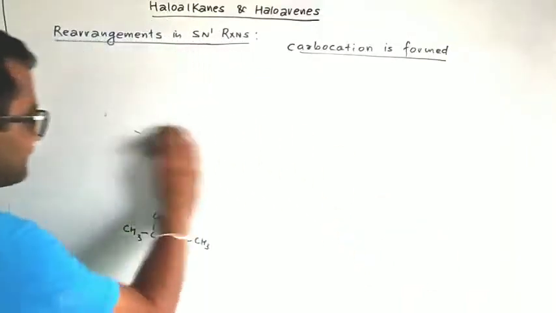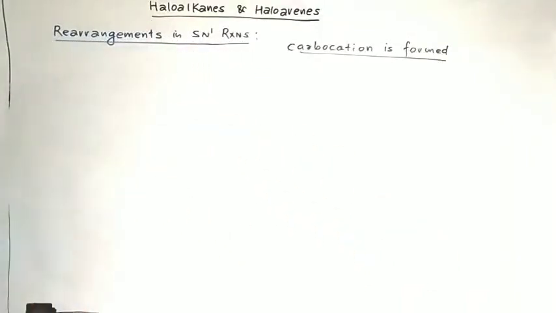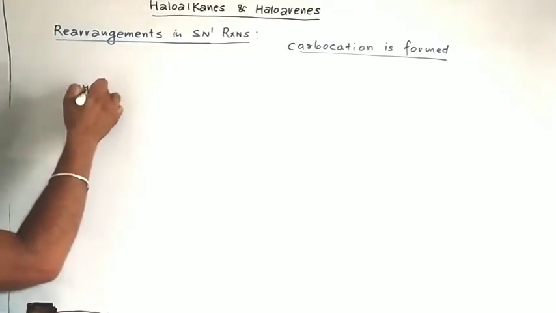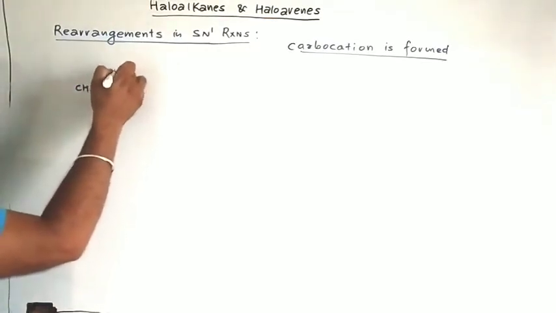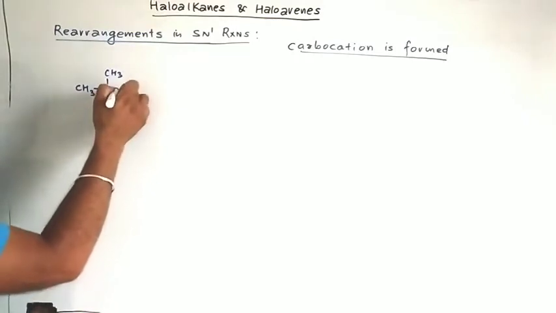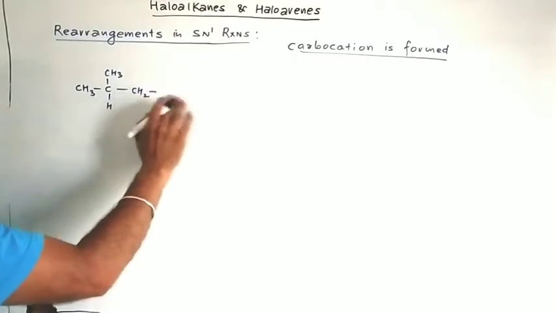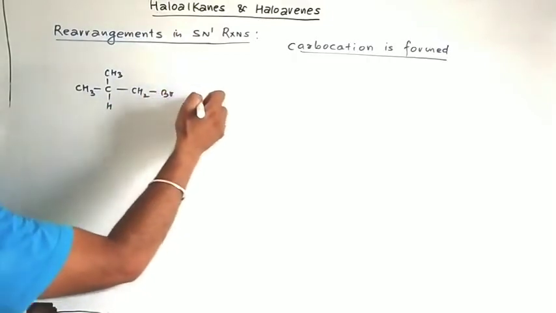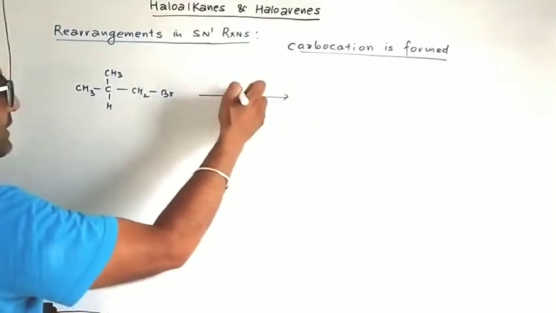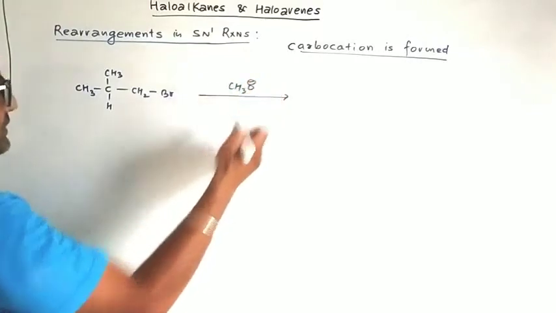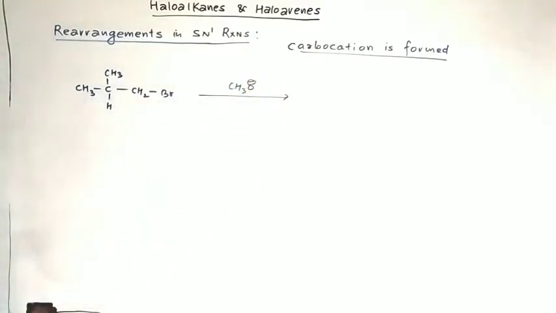Okay. So the second type of rearrangement in carbocation is the hydride shift. In a hydride shift, H negative shifts instead of methyl. Suppose this is your reactant now, and we are adding this nucleophile, and it undergoes SN1.